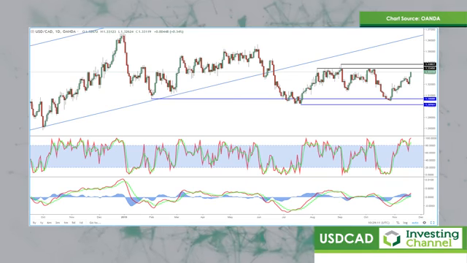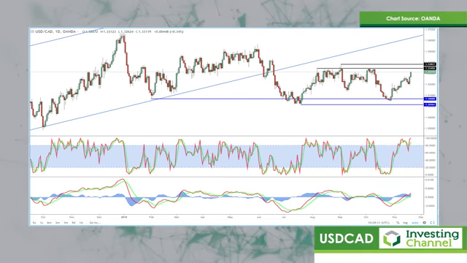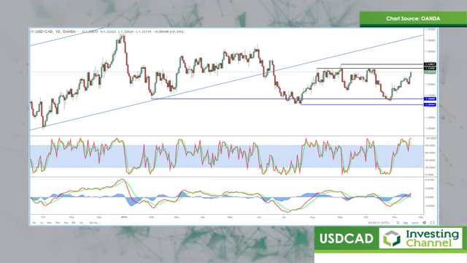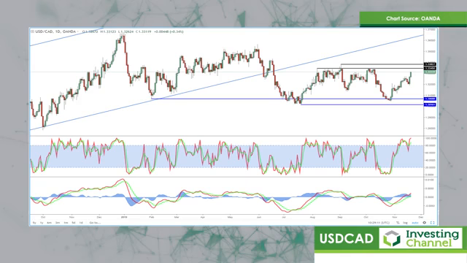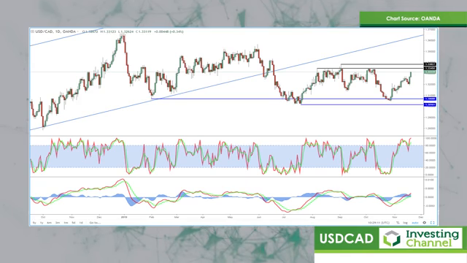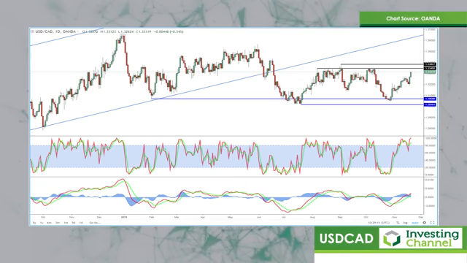Alternatively, that 134 could provide a significant amount of resistance for the currency pair, so we could potentially see some profit taking as we approach this level, which is why the momentum indicators are extremely key, and that could potentially lead to a rotation off of those peaks and a continuation of this range trade that we've seen in the dollar CAD pair between 130 and 134.